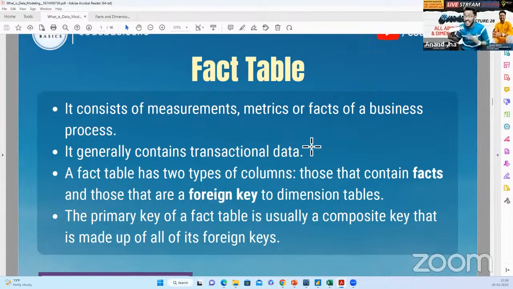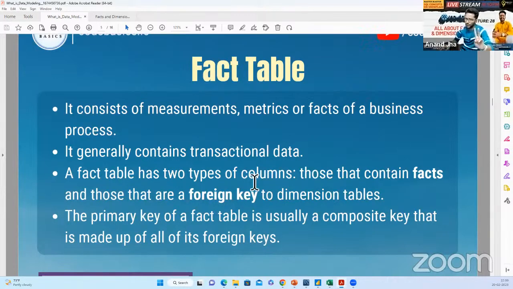What is transactional data, guys? Dynamic data. Every day you are doing a transaction on Swiggy. Every day you are doing a transaction on Zomato. Every day you are doing a banking transaction. So whatever dynamic data you see in the real world, all of it comprises fact tables.